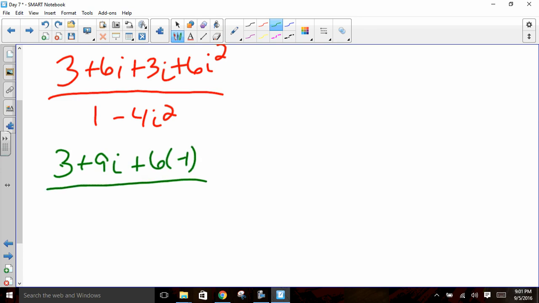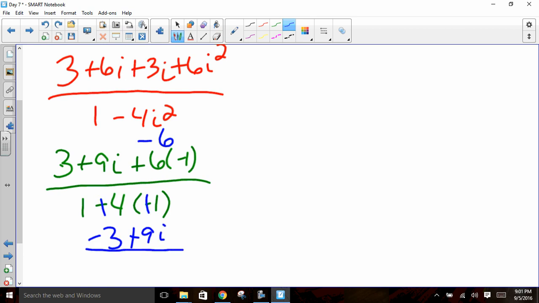Remember, i squared is still negative 1. Over 1 minus 4 times negative 1. 6 times negative 1 gives me minus 6 over here. So I have 3 minus 6, which gives me negative 3, plus 9i, over 4 plus 1, which is 5. So negative 3 plus 9i, all divided by 5.